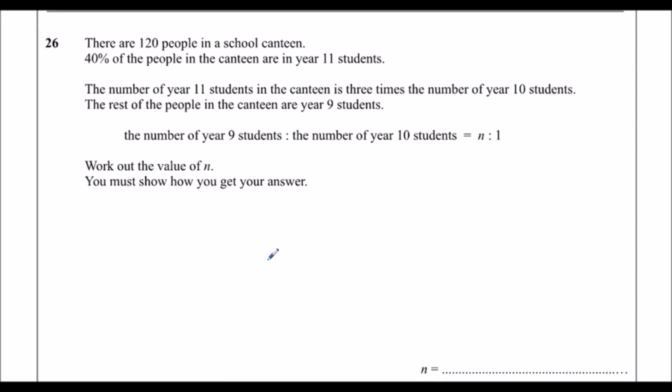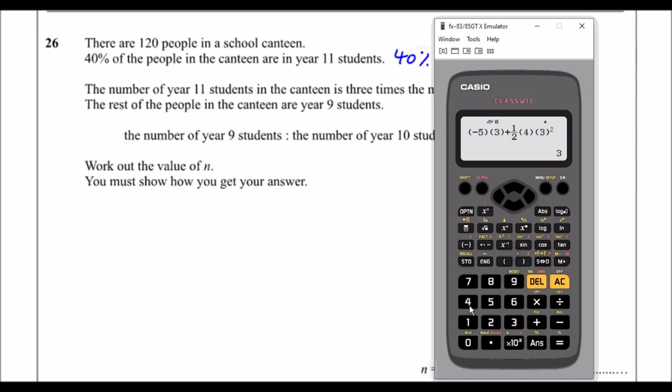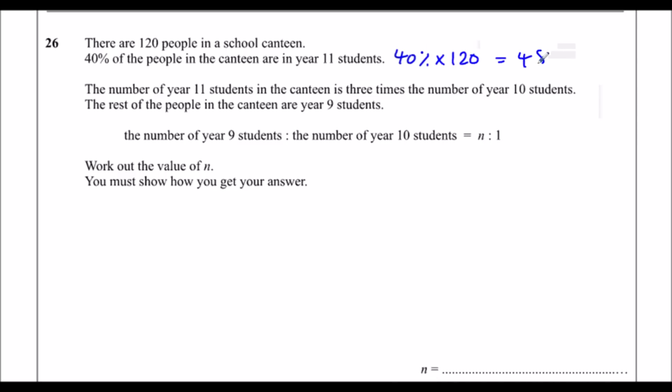Question 26. There are 120 people in a school canteen. 40% of the people in the canteen are year 11 students. Let's work that out. So 40% of 120. So 40% times 120. I'm changing of to times. So 40% of 120 is 48. So there's 48 year 11s.